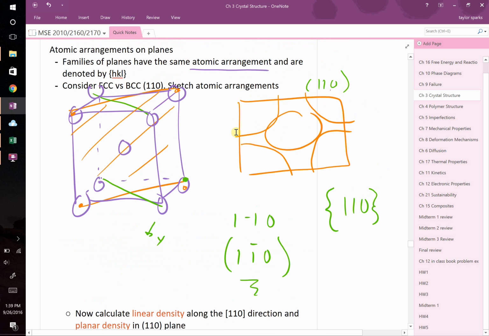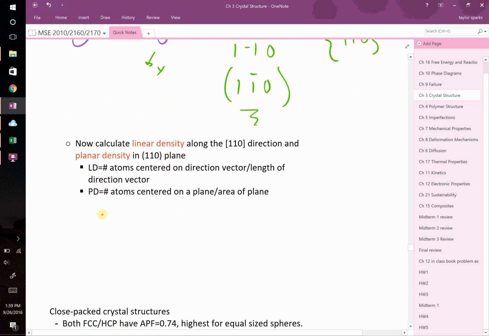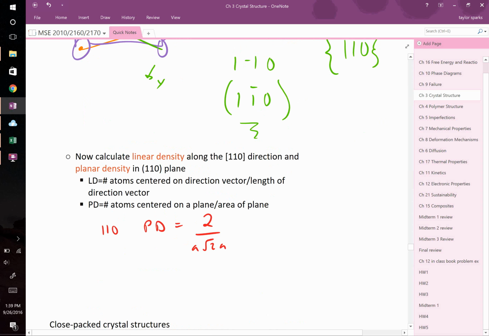So if we go back here, what is our planar density of this structure? Well, it has one atom centered, and then a quarter, a quarter, a quarter, a quarter. So it has technically 2 atoms, right? 2 atoms per whatever this area is. And this area we know is A times square root of 2 times A, right? So for the 110, the planar density would be equal to 2 divided by A times square root of 2A, right? So it's just a number, okay? Linear density, you're just going to count how many atoms are along the direction, okay?